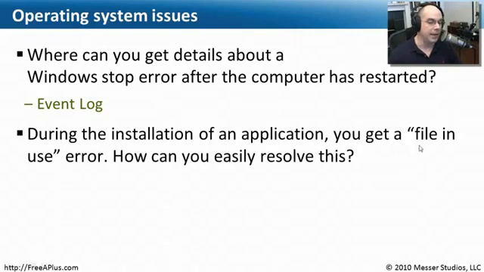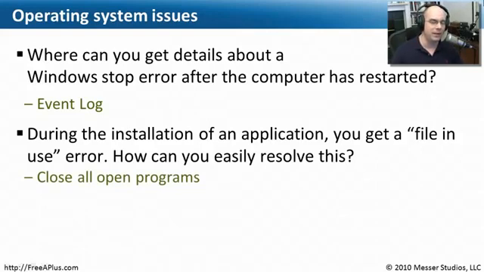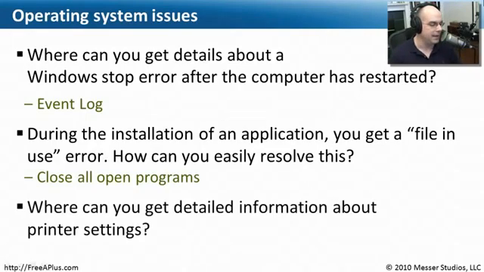During the installation of an application, you get a file in use error. How can you easily resolve this problem? Well, we notice that whenever we install something, it says close everything out. Make sure that if you have any open applications, close them all out right now. And I'll bet if you close those out, you'll resolve that issue with an open file there that you're just not able to replace. And the last question is, where can you get detailed information about printer settings?